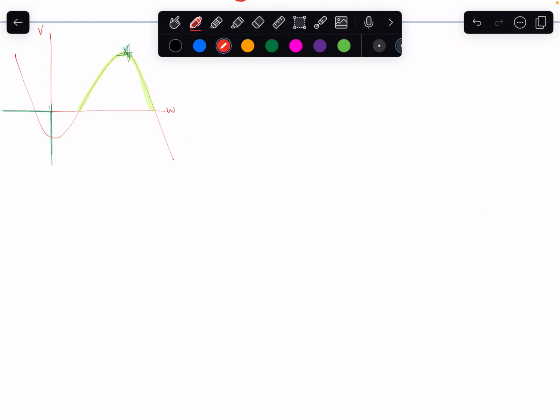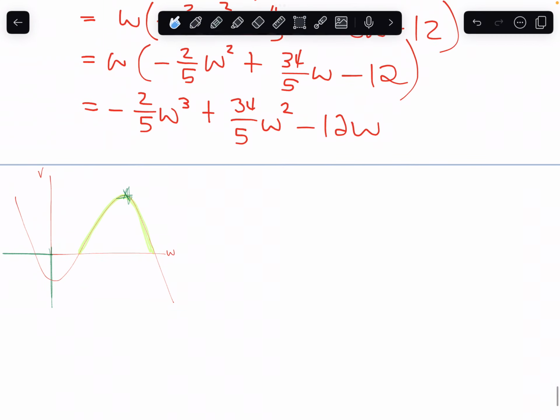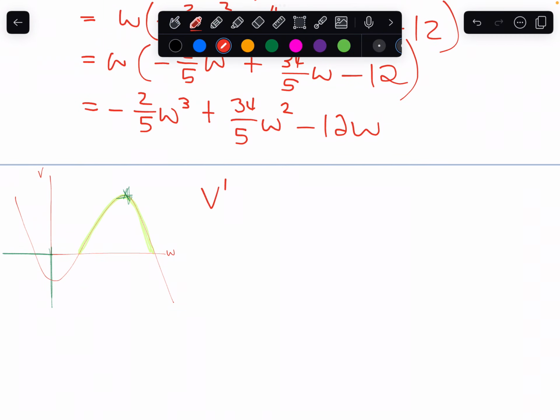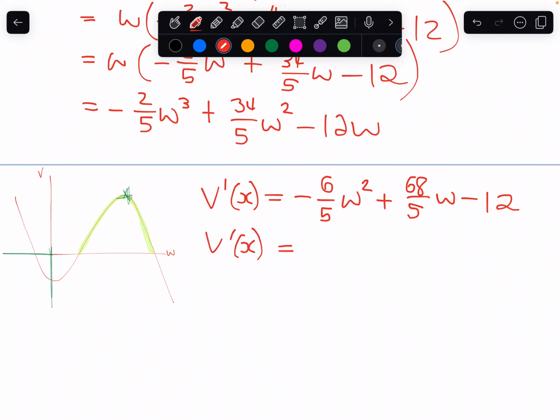So we're going to find the first derivative of v. That is going to be negative 3 times 2/5, which is 6/5, w squared, and then 2 times 34/5, which is 68/5, w, and then the last term just becomes negative 12. And we want to see where this is equal to 0. So we are solving this quadratic equation.